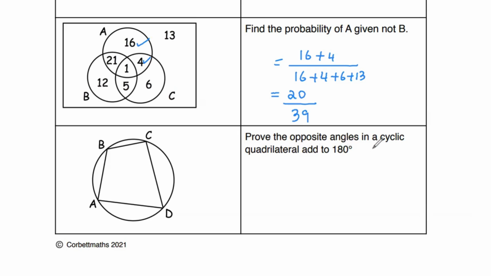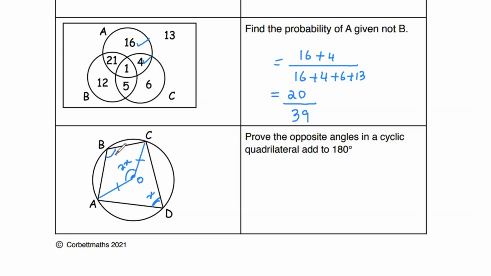Then it says prove the opposite angles in a cyclic quadrilateral add to 180 degrees. So for this, if we connect these 2 points to the center, this is the center. We know these 2 are the radius. And whatever angle is over here, if this is x, this would be 2x, because in a circle, according to one of the circle theorems, the angle at the center is twice the angle at the circumference. So this is x, this is 2x.